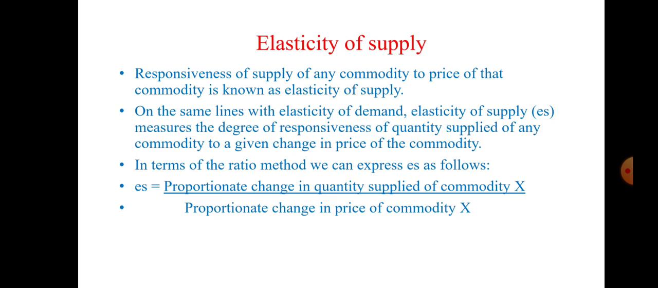Suppose the price of some commodity changes from x1 to x2 or y1 to y2, then definitely there will be a change in the quantity supplied of that also. If the price is high, then the supply may come down, and if the price is less, supply may increase.